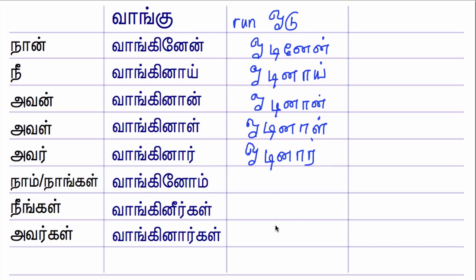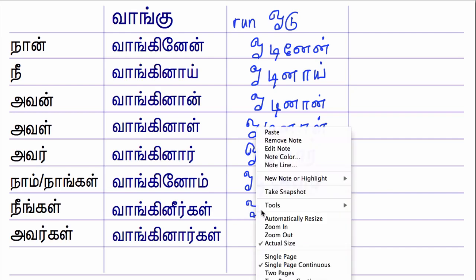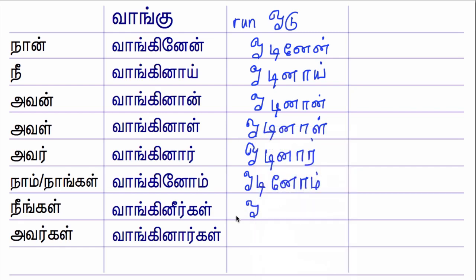And then you guys who are watching, go ahead and say out loud what you think is going to be coming next in these next three boxes. For naam or nangal, we ran: odinom. You all, neengal: odinirgal. And for avargal, they ran: odinargal.